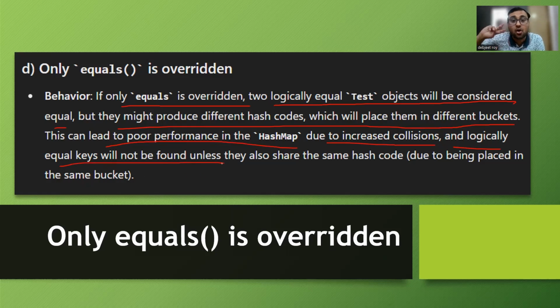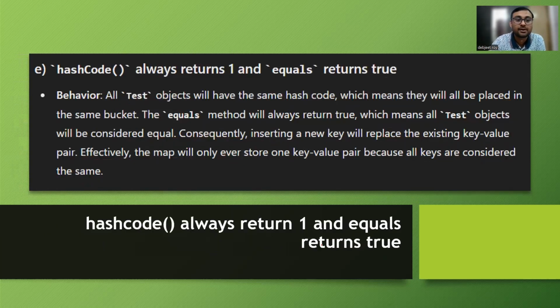So if two keys are logically equal, but they cannot be found because they are lying in different buckets, you will not be able to find them. If I want to get the value of that particular key, you will not be able to find it because they are lying in different buckets. So there will be a lot of increased collisions and data inconsistency. So this is the scenario when only the equals method is overridden.